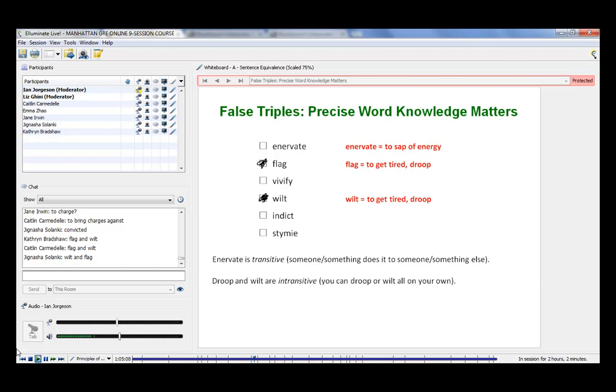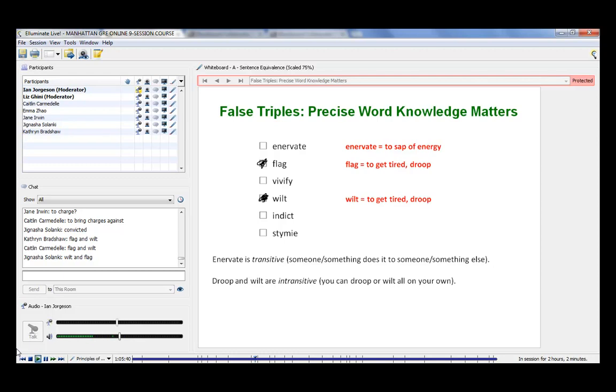On the other hand, flag and wilt do not need to have an object. We can just do them. You know, I flagged, I got tired, I wilted, right? In the hot sun, I wilted. So I couldn't say in the hot sun, I enervated. I'd have to say the hot sun enervated me. Notice the word me at the end as the object of enervate. But with wilt, I can just say I wilted under the hot sun, would be a better way to put it.